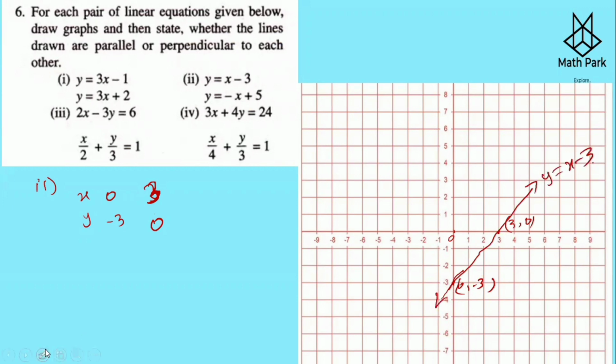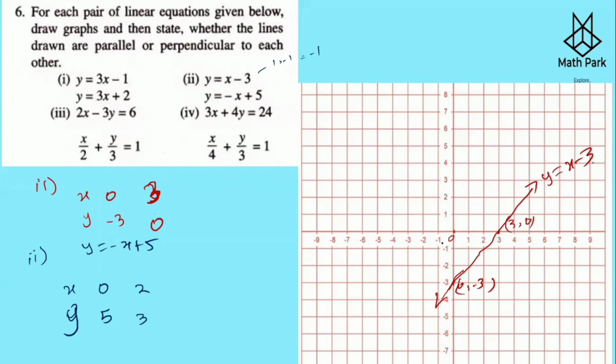Now let us draw another line, and these lines are going to be perpendicular. The slope of this line is 1, the coefficient of x, and the slope of the other line is minus 1. So 1 times minus 1, you get minus 1. If the product of the slopes is minus 1, the lines are perpendicular. Let us create a table for the second one, that is y is equal to minus x plus 5. If you put x is equal to 0, you get y is equal to 5. If you put x is equal to 2, minus 2 plus 5, you get y is equal to 3.